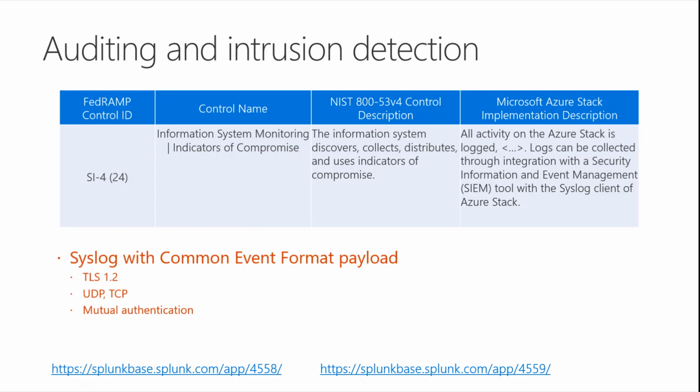Auditing and intrusion detection. So when we look at the FedRAMP Control ID SI-4 and NIST standard 800-53 v4, this is: the information system discovers, collects, distributes, and uses indicators of compromise. So in Microsoft Azure Stack, the implementation description is that all activity on Azure Stack is logged, and logs can be collected through integration with a Security Information and Event Management or SIEM tool with the syslog client of Azure Stack.